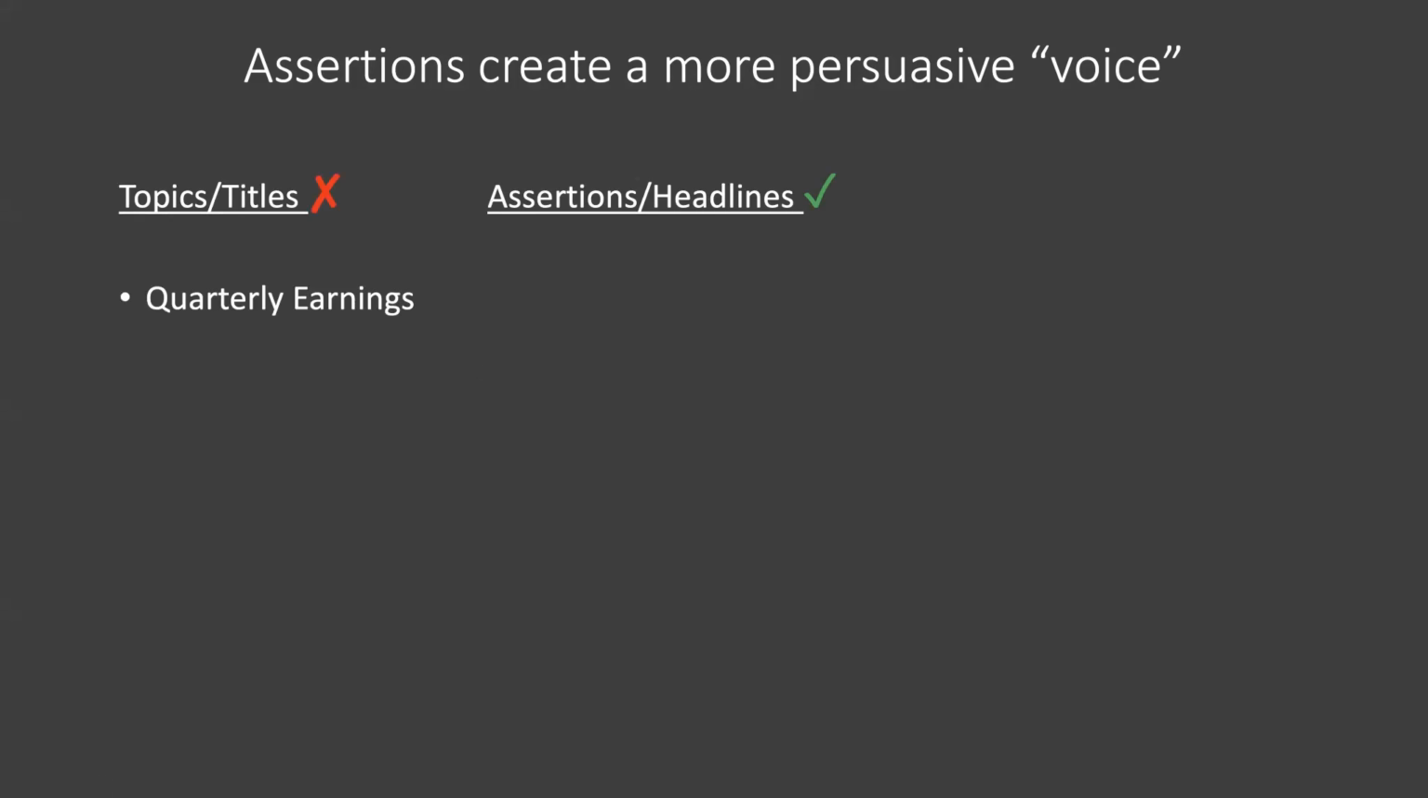First off, quarterly earnings. We've all seen a slide like that. It doesn't really create excitement. We don't get our hearts in a twitter about, ooh, can't wait to see what's coming next. An assertion remake of that is business is increasing in each quarter. So it makes a claim that then the slide has to prove or illustrate. Notice that it also teases our attention to want to read further, whereas a title or a topic doesn't do the same thing.